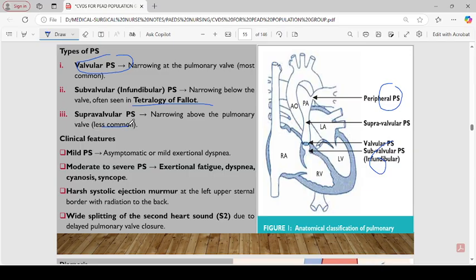Patients present with exertional dyspnea, fatigue, cyanosis, and syncope for moderate to severe pulmonary stenosis. Patients also present with a harsh systolic ejection murmur at the left upper sternal border with radiation to the back. And we also have wide splitting of the second heart sound, and this is due to delayed pulmonary valve closure.